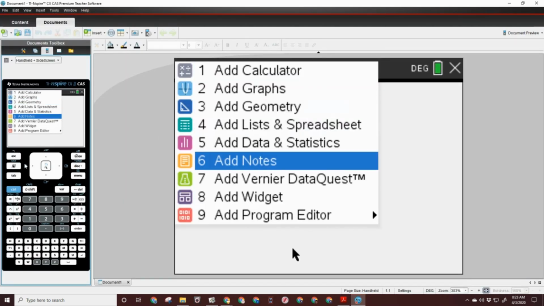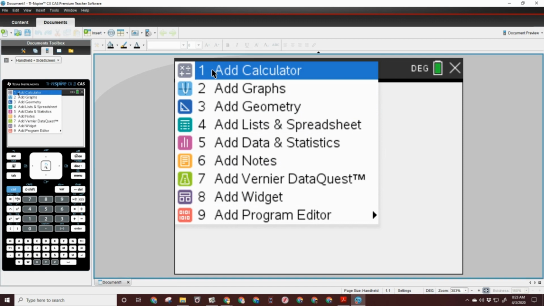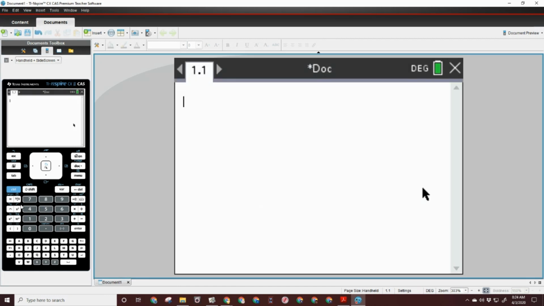Okay, so let's look at our calculator. Here we see the TI Inspire calculator. And I want to point out right over here, this button right here, it says log right above this key.